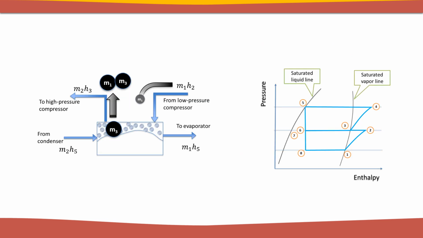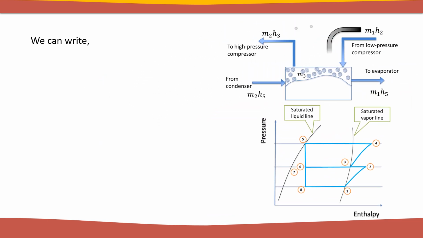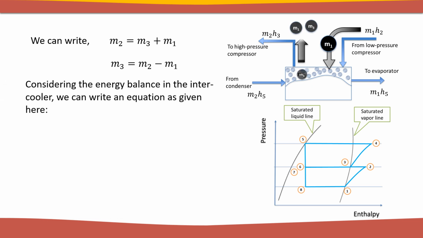The mass of the refrigerant compressed by the high-pressure compressor should equal the sum of the mass from the low-pressure compressor and the mass evaporated in the intercooler. That is, M2 is equal to M1 plus M3. Consequently, we can write that M3 equals M2 minus M1. We can express the energy balance in the intercooler with the following equation. M2H5 plus M1H2 equals M1H5 plus M2H3.